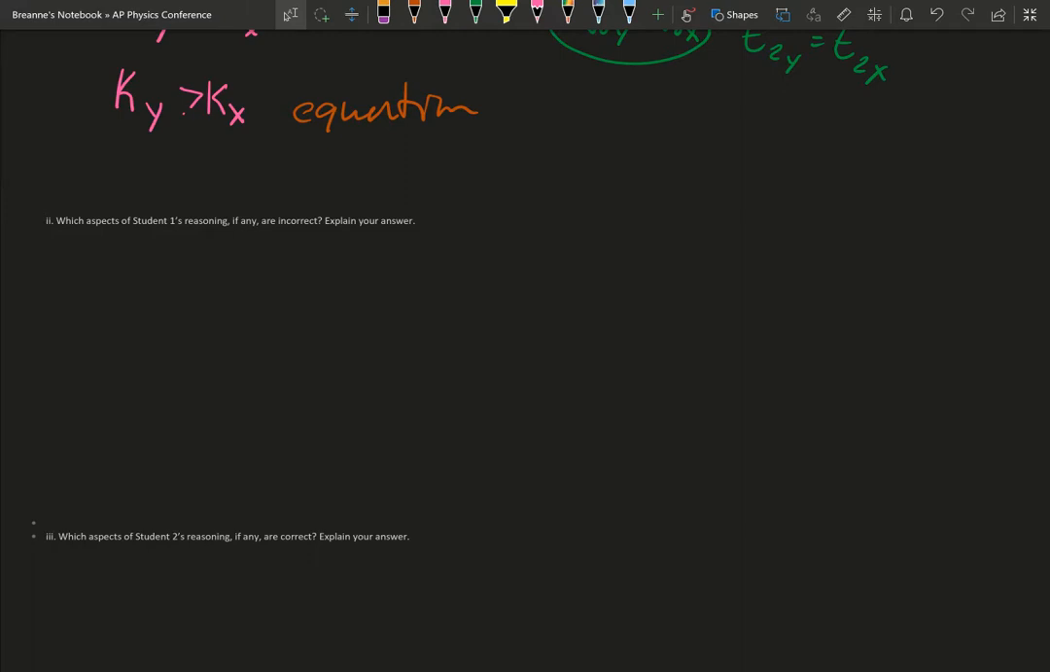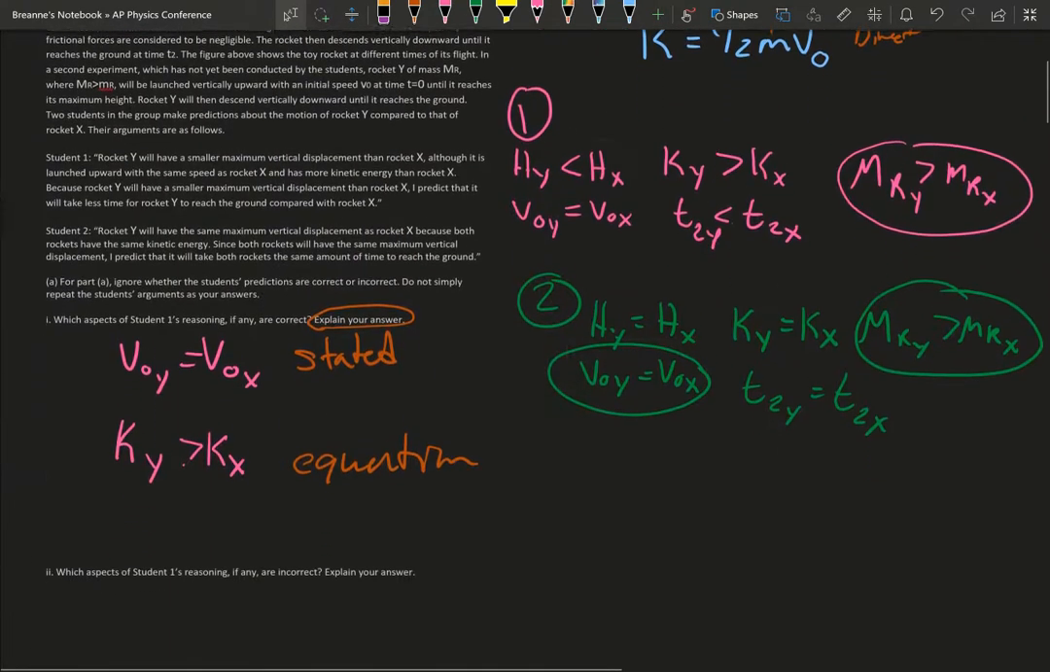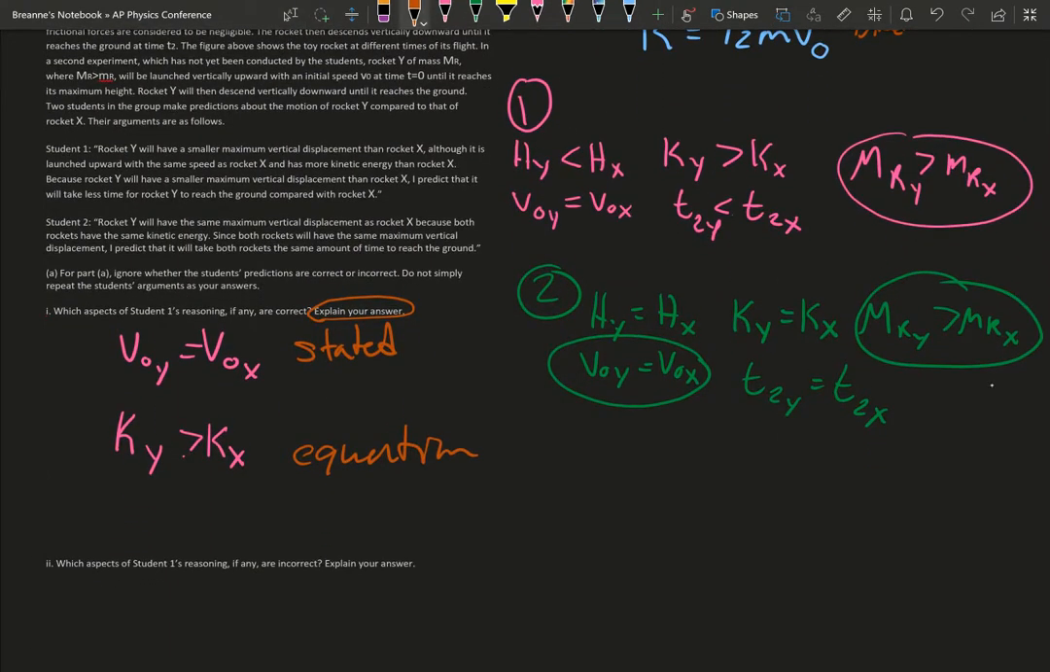So now part 2. Part 2 asks which aspect of student 1's reasoning, if any, is incorrect. So it did state that it was going to have a smaller height than X. It did state it was going to have a smaller height than X.